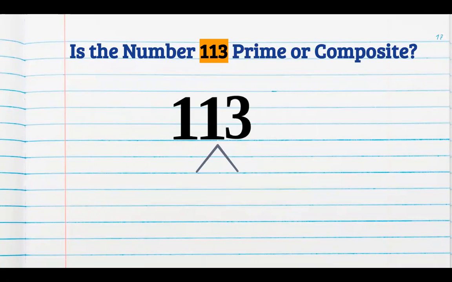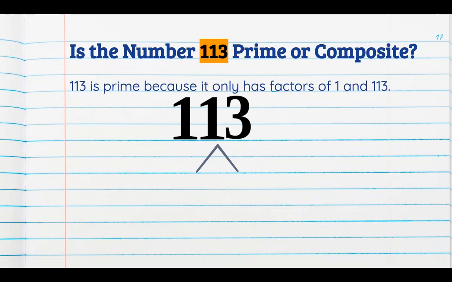This is your second example. This one is pretty hard, so try your best. Is the number 113 prime or composite? 113 is prime because it only has factors of 1 and 113. You may be thinking that if it's a big number, it would be composite, but it's not because nothing other than 1 and 113 multiply up to get this number.